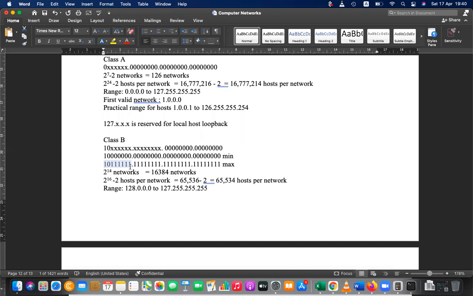So what is the value? Add these values: 1 plus 2 plus 4 plus 8 plus 16 plus 32 plus 128 is 191. That is the last valid one.